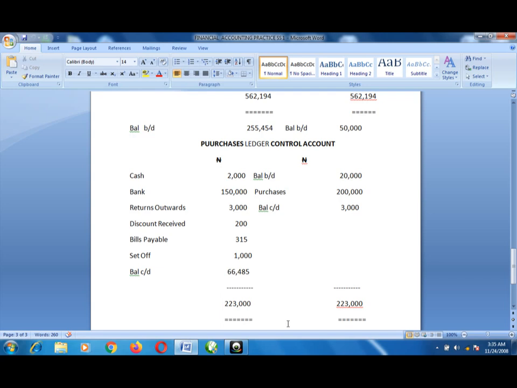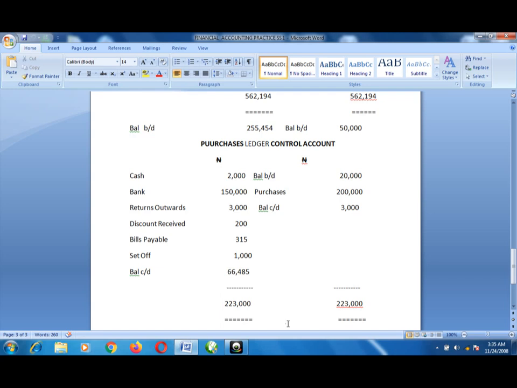You have 20,000. All the items received by the supplier, like cash paid to supplier, 2,000 naira, must be on the debit side, and cheque paid to supplier must be on the debit side. Return outward must be on the debit side, while you have a purchase journal or credit purchase, 200,000, must be on the credit side. And the next one, you have a discount received, you have a bill payable.